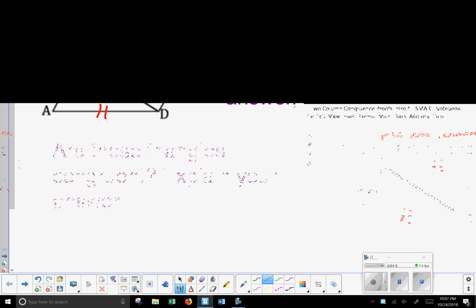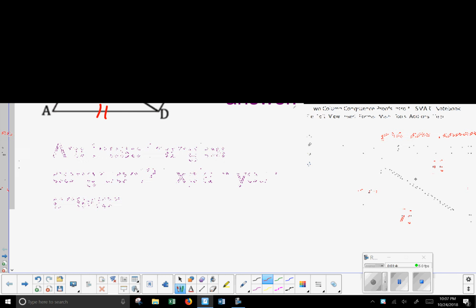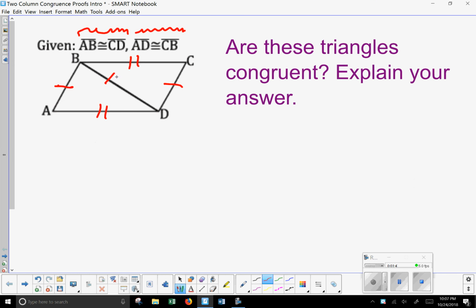But now that we have it marked, how would we determine if these triangles are congruent? Well, is there something that's congruent that's not marked that we can mark? I think so. If you take a look, we've got a segment BD that is a part of both triangles. It is a shared side. So if I mark that congruent, I did that using something called reflexive. You guys know this. We've been working with reflexive quite a lot.